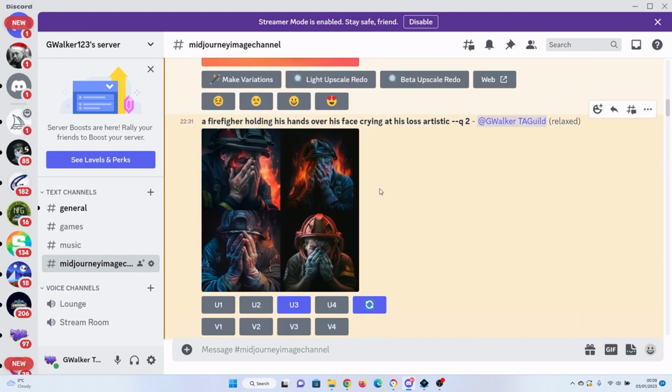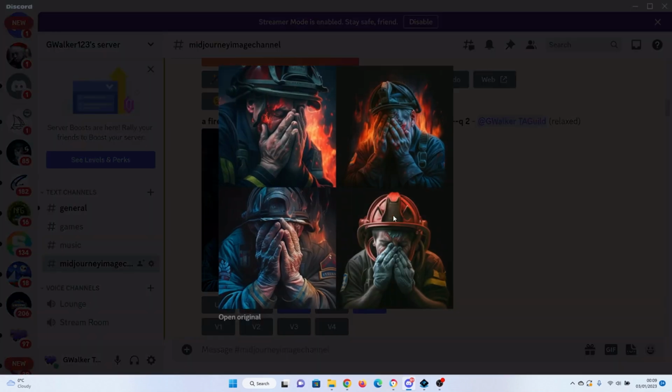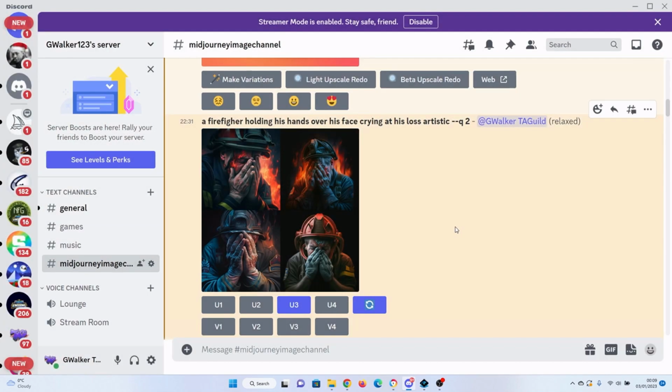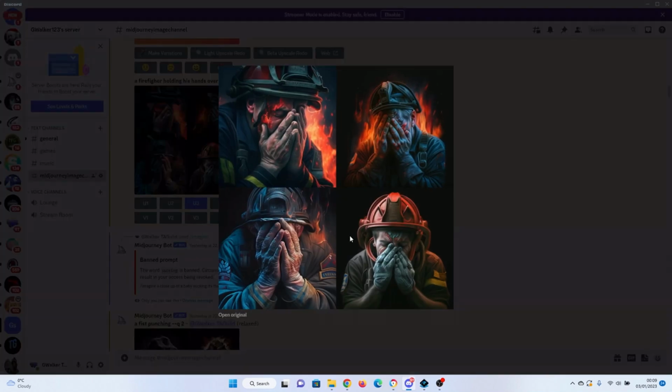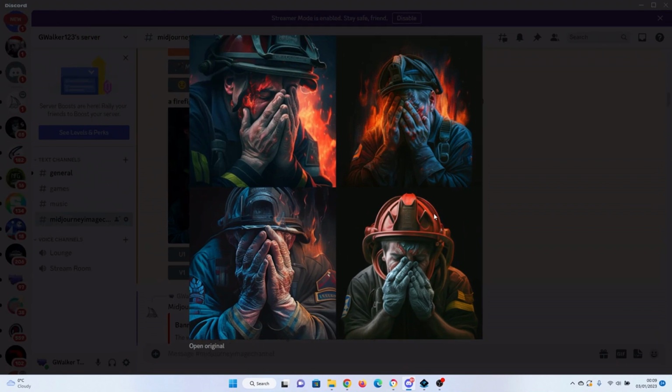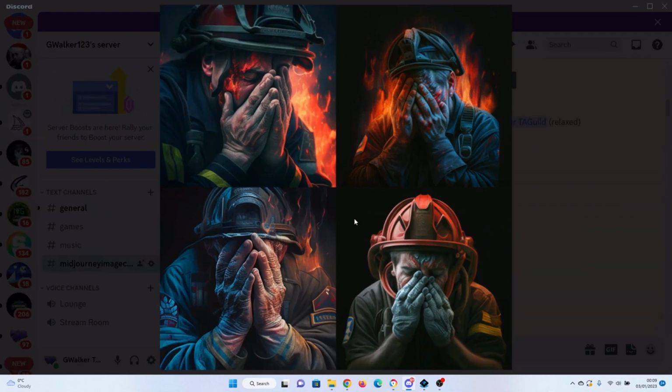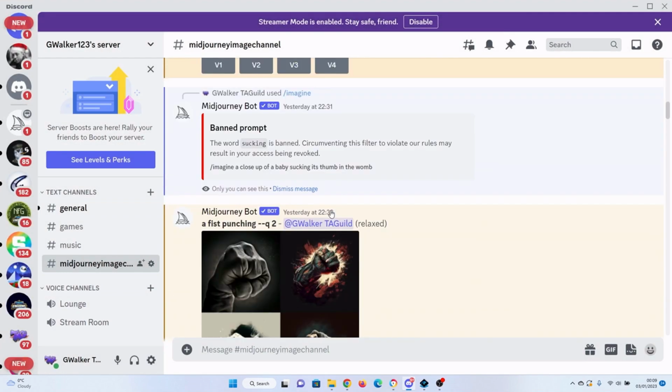Okay, so here's my first prompt: a firefighter holding his hands over his face, crying at his loss. Artistic. So I think I might have to reset the zoom, and then zoom in again. Can I zoom in? Yes, I can. Now, if you look, that's pretty much there. Okay, there might be a stumpy finger here and there, but 1, 2, 3, 4, 1, 2, 3, 4, 1, 2. Then two fingers appear to have merged into one there. But overall, it's not too bad. So let's try upscaling one of these.